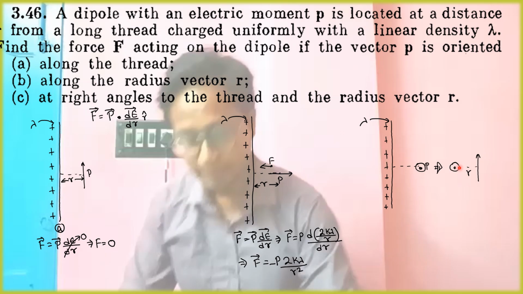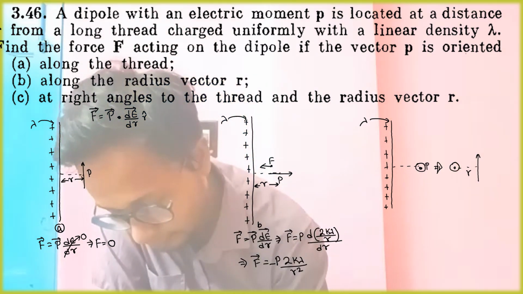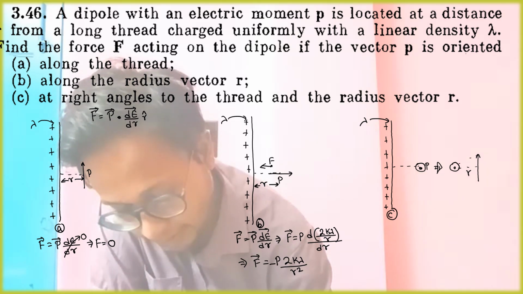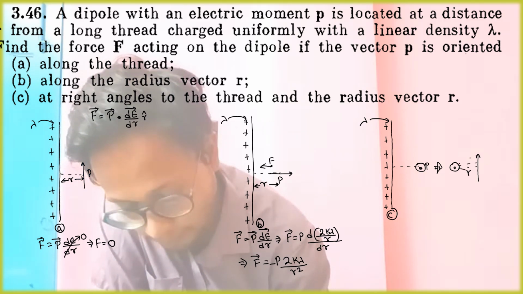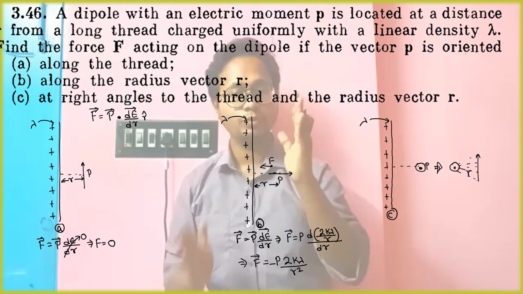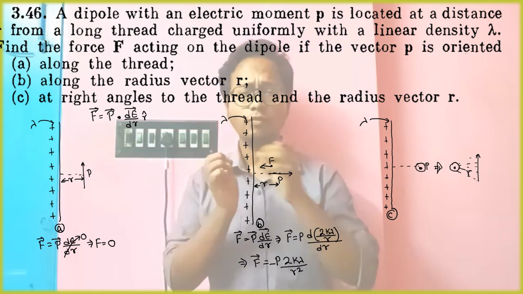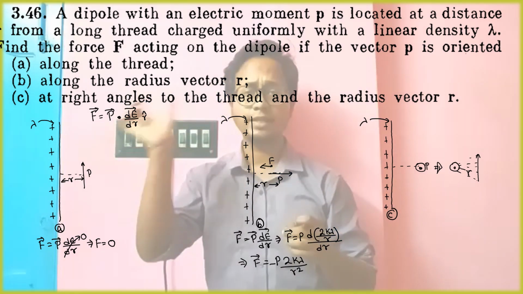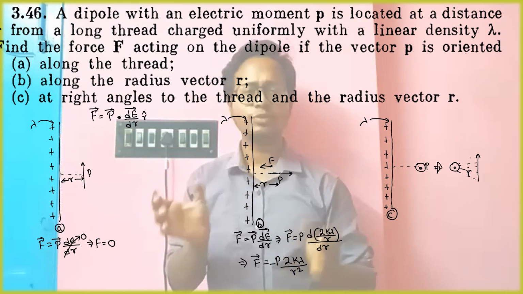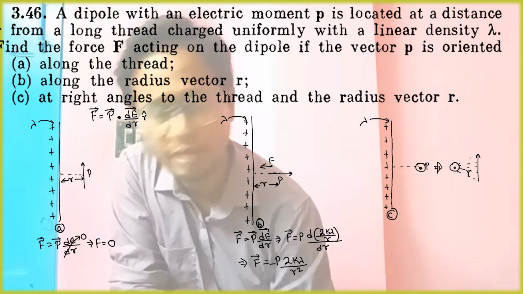In this part C of the question, the value of r changes as I go through the dipole. The value of r changes, and the angle the dipole makes with the r vector also changes. So for this kind of problem, instead of complicating the situation, you would have to find the electric field as a function of theta and r, then find d by dr. Instead of all those complications, just put the positive charge and negative charge, and draw the free body diagram.